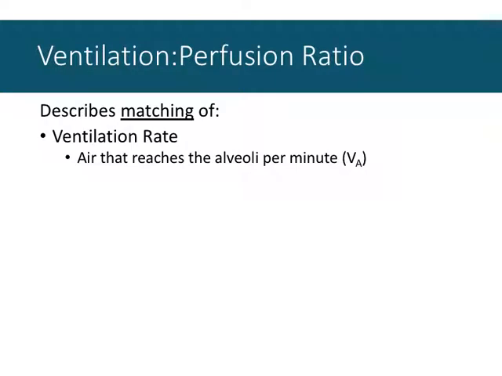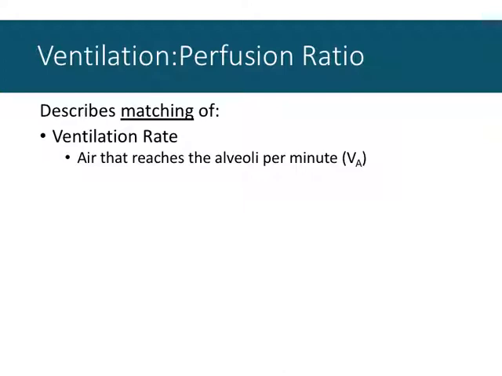So let's break this down. What does it mean to match ventilation and perfusion? Well, matching is important. The ratio describes the matching. Ventilation and perfusion are the two factors that create the ability for oxygen to be diffused. If we assume that surface area is consistent and the solubility constant is consistent, these two factors will affect the pressure gradient and therefore the likelihood of diffusion of oxygen into the blood.